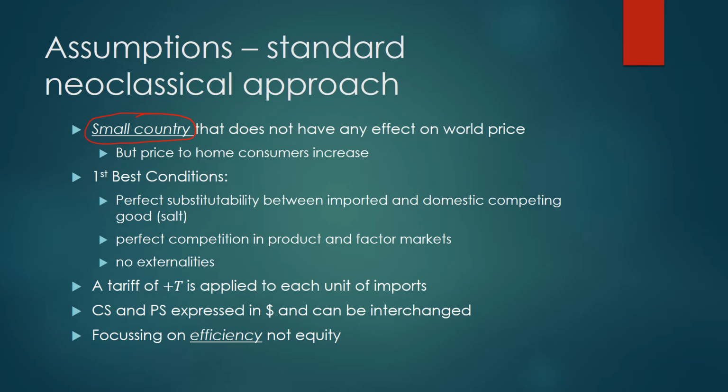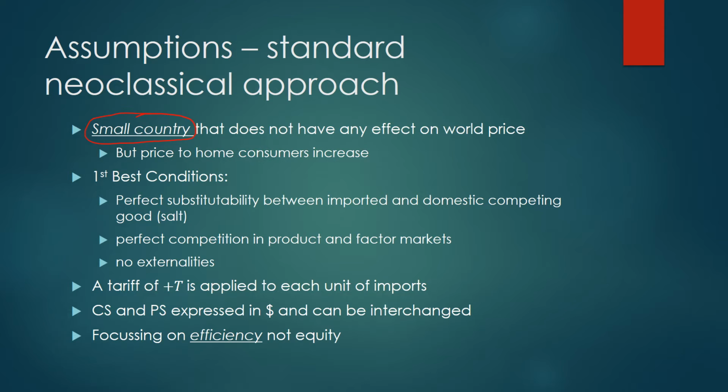We're going to be assuming perfect competition in product and factor markets. This is to ignore the effects of brand competition, for example, and how that confuses our models. We're also going to assume no externalities. This is just a simplifying assumption and simplifies the way that we can look at the problem.